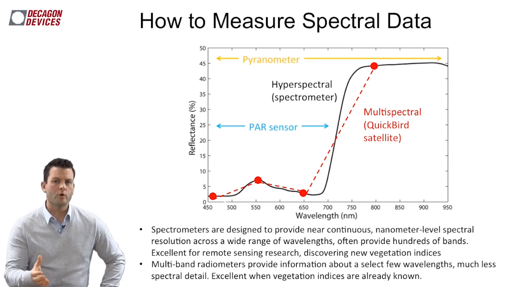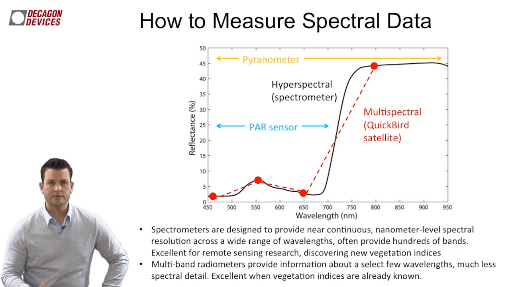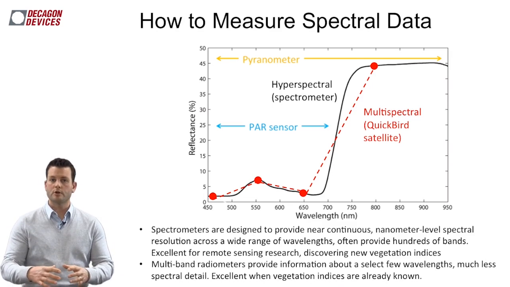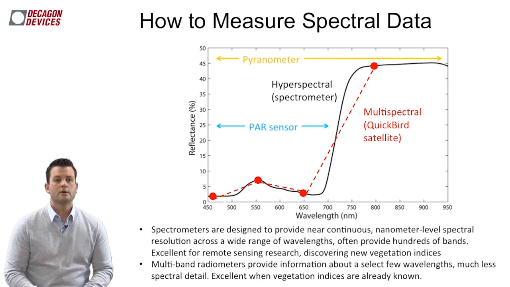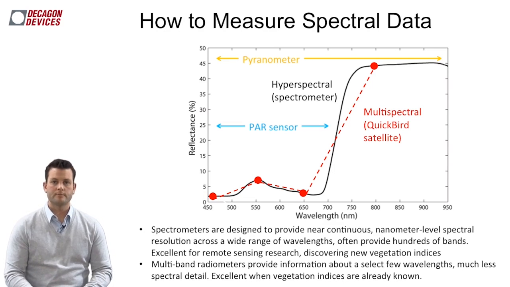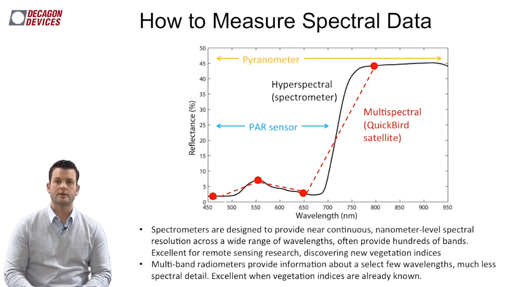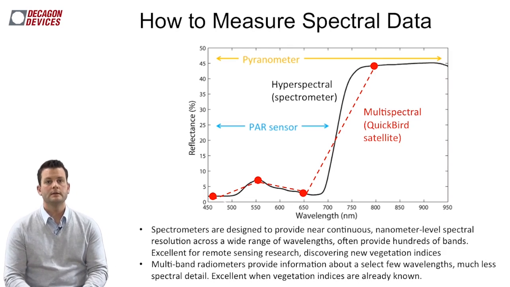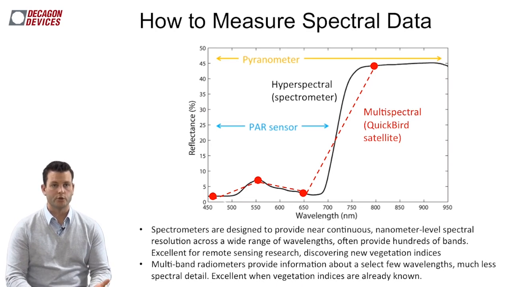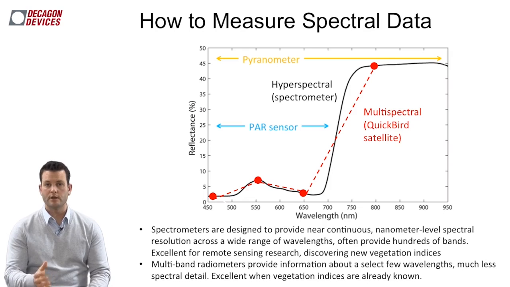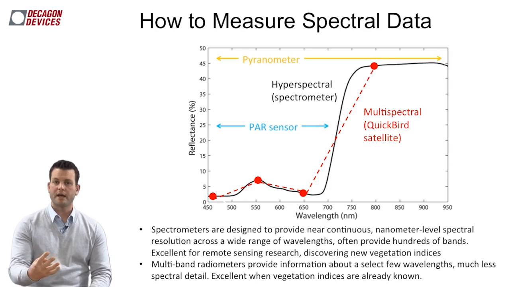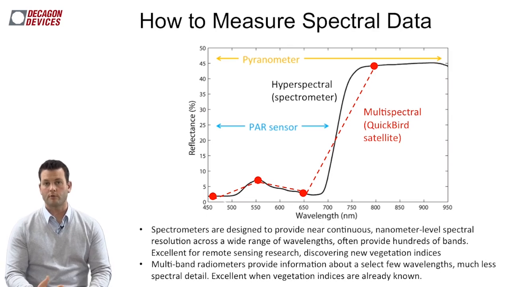But then another approach would be to use a limited number of spectral bands. For example, what we might term multispectral data are what are available from the QuickBird satellite and some of the other high-resolution satellites flying today. An example of that would be QuickBird, which gives us bands in the blue, the green, the red, and the near-infrared. So just 4 bands to represent the spectral dynamics across this region for plant canopies.